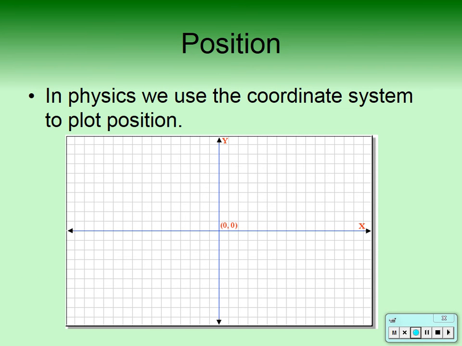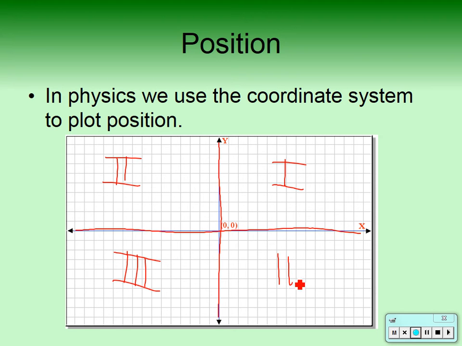Okay, in physics, we use the coordinate system to plot position. The coordinate system has a y-axis up and down, and it's got an x-axis left and right. It's called the coordinate system because it has 4 coordinates. This is coordinate number 1. This is coordinate number 2, 3, and 4.